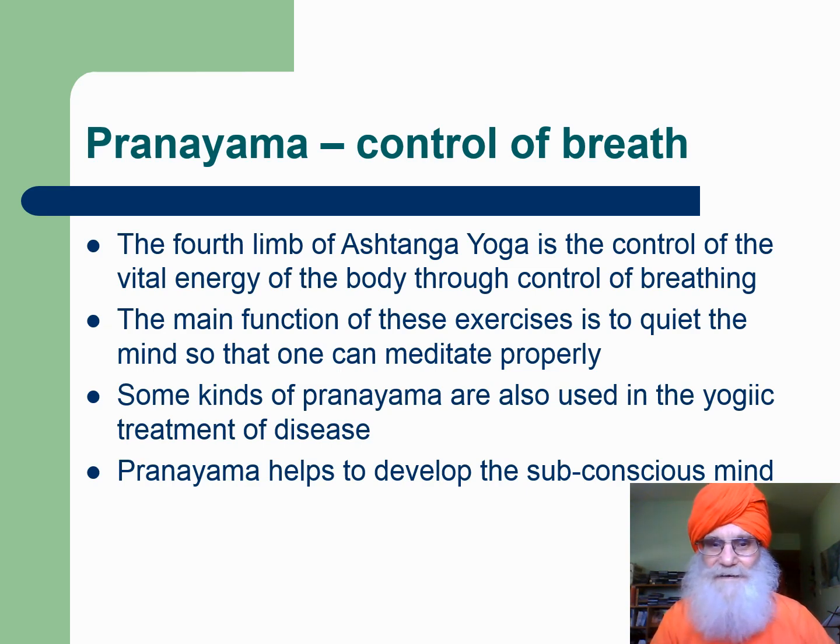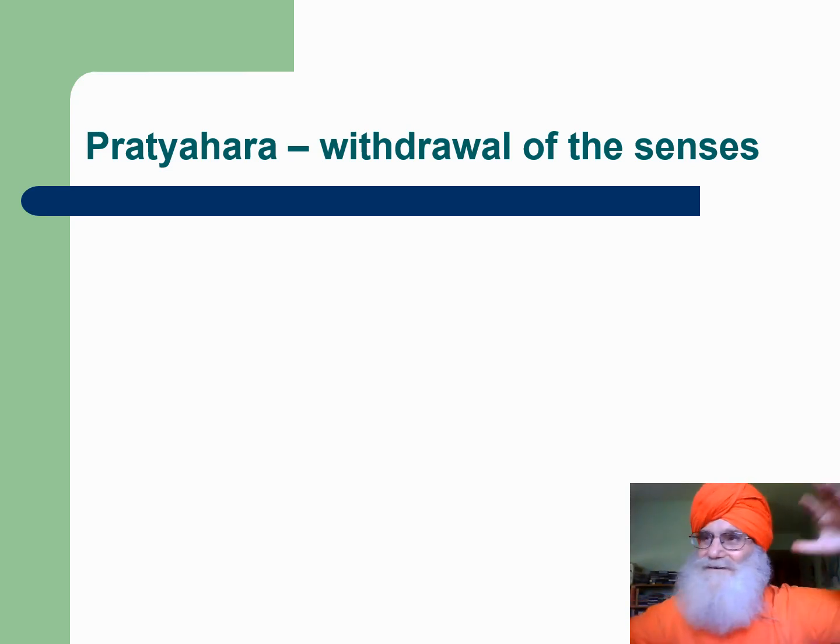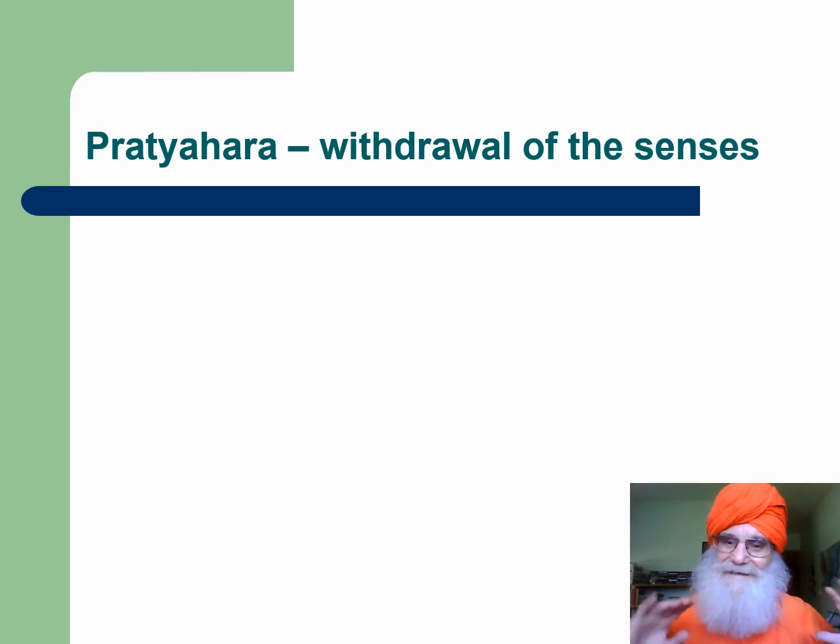So now let's go on. That was the fourth limb. And now we're going to do the fifth limb, which is called Pratyahara. This is the withdrawal of the senses. Normally we're just out there, thinking of the thing outside the window and the noise in the street and this and that. All the senses are being stimulated by outer things. Now we want to somehow bring them inner. So how are we going to do that?